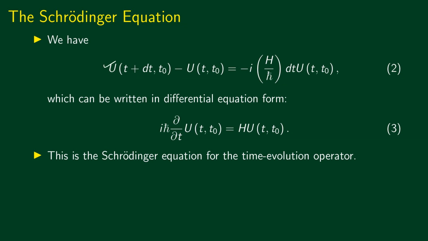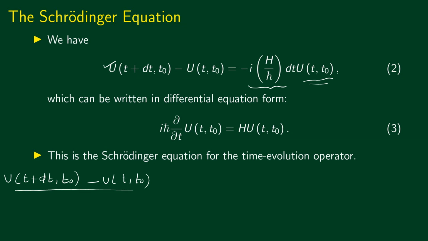u(t+dt, t0) − u(t, t0) is equal to −iH/ħ dt u(t, t0). We can write this also as [u(t+dt, t0) − u(t, t0)] divided by dt is equal to −iH/ħ u(t, t0).